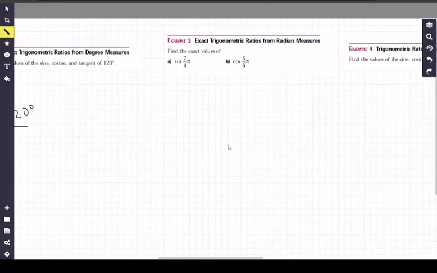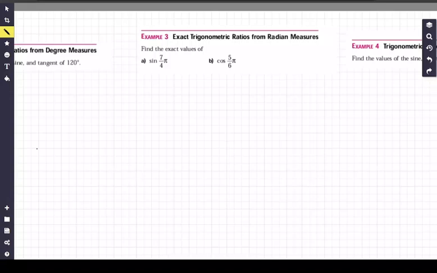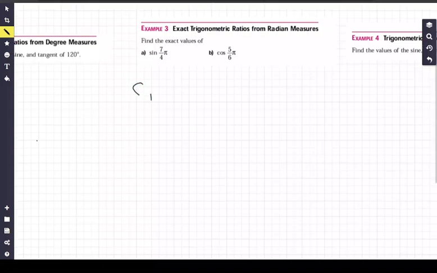We're going to directly do some exact trigonometric ratios from the radian measures. So let's find the exact value of this. First, I like converting it into degrees. So 7 times 180 divided by 4 is going to give us 315 degrees. Sine of 315 degrees.